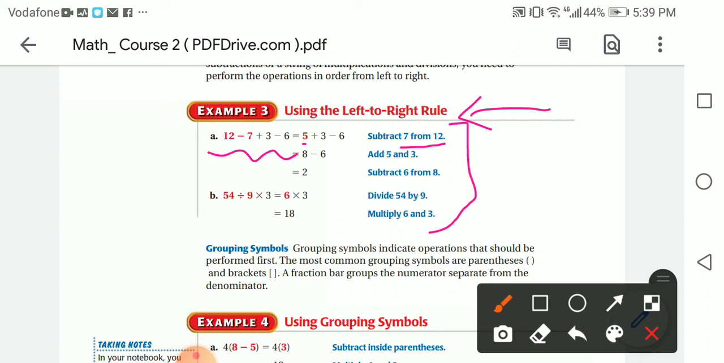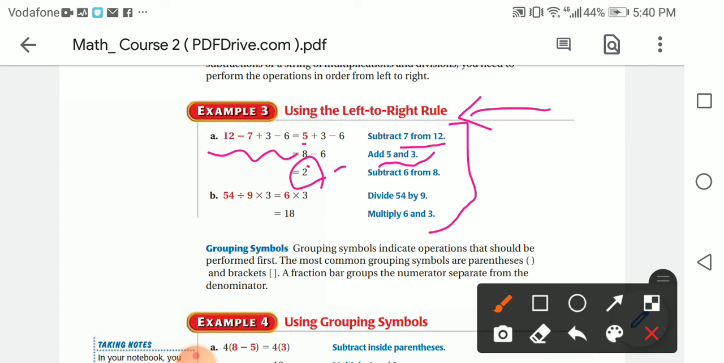Plus 3. So add 5 and 3 from left to right, okay? So add 5 to 3 gives you, this is the next step, 8. Then subtract 6 from 8, so the answer will be 2. So I'm using the left to right rule to start from your left hand, the left number, and do the operations in order.